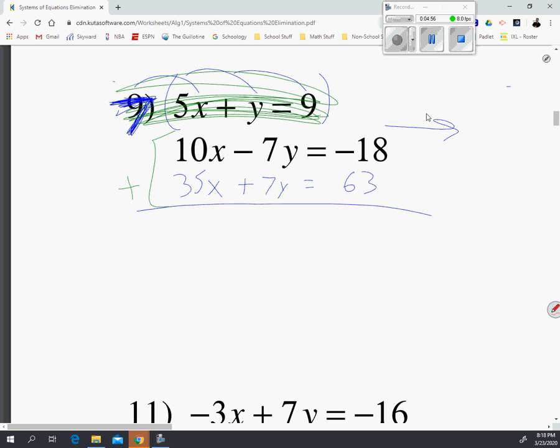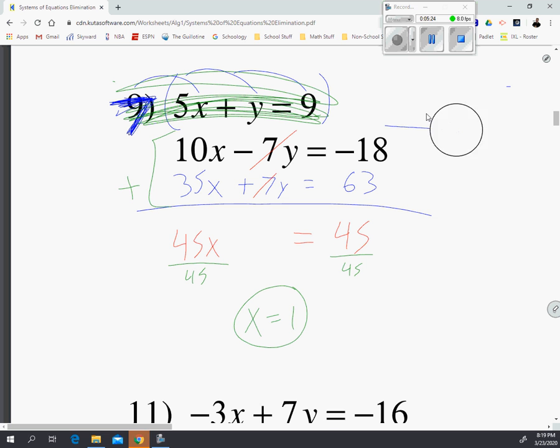This is going to give me 45x plus 0y, because that cancels, and that's what I wanted, right? Equals, can someone help me out? Negative 18 plus 63. I think we're actually in luck. I think it's going to be positive 45. And so therefore, when I divide by 45, no difficulty there. x equals 1. Yes, right? And so that's half of our answer.